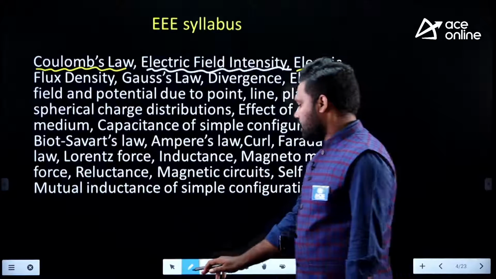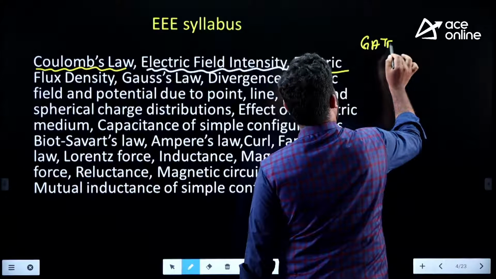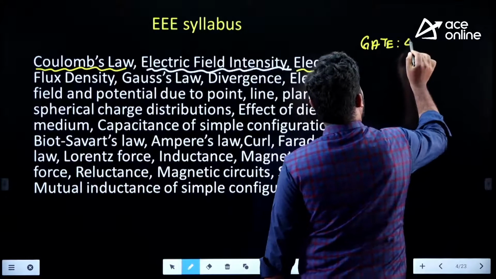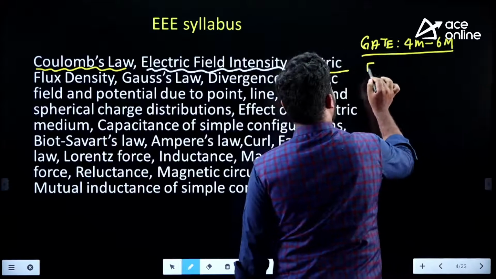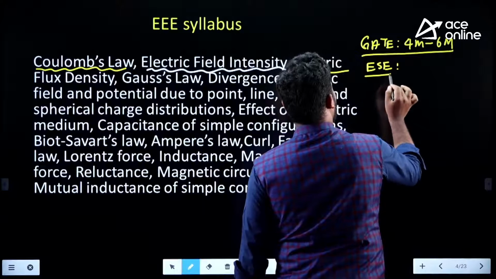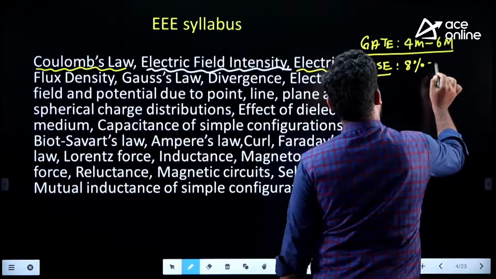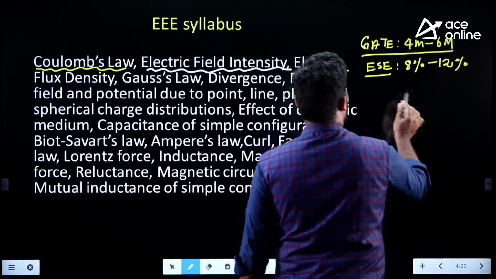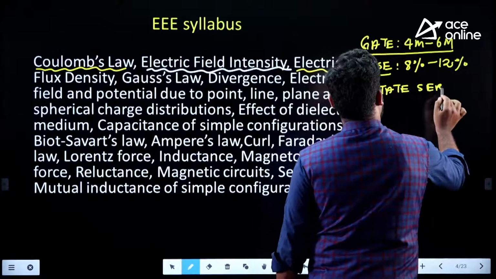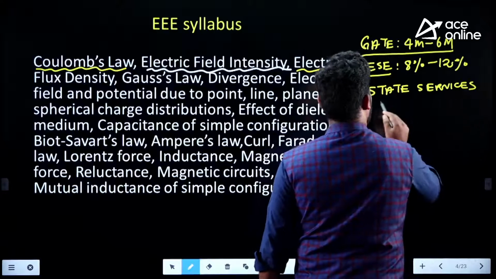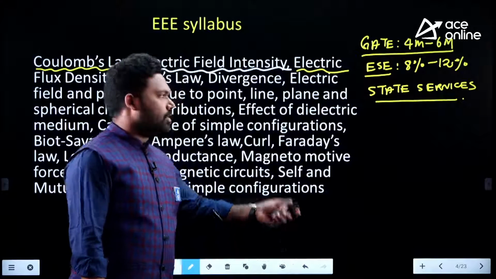Fine. So the weightage is very interesting here in the GATE exam. Minimum 4 to maximum 6 marks are expected. And in the engineering service paper, I'll talk in terms of percentage. Minimum 8% to maximum 12% of the weightage is given. And it is also important for the state service exams, like assistant engineer and for all those exams.